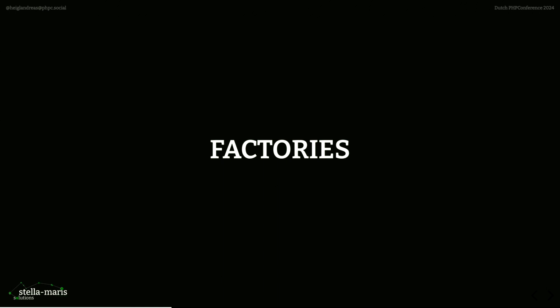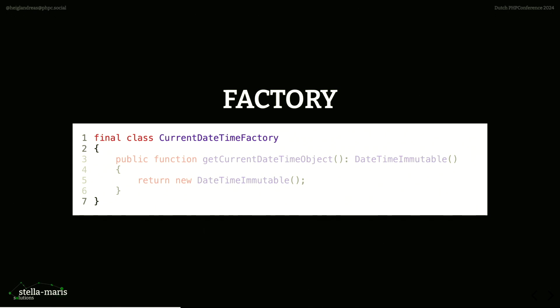How could a factory for a datetime thingy look like? Well, let's build one. Let's create a current datetime factory. And this current datetime factory has a method called getCurrentDateTimeObject, which returns a datetime immutable object. That's it. It's a cool factory, isn't it? It returns me a datetime immutable object, hopefully not of the same datetime every time.